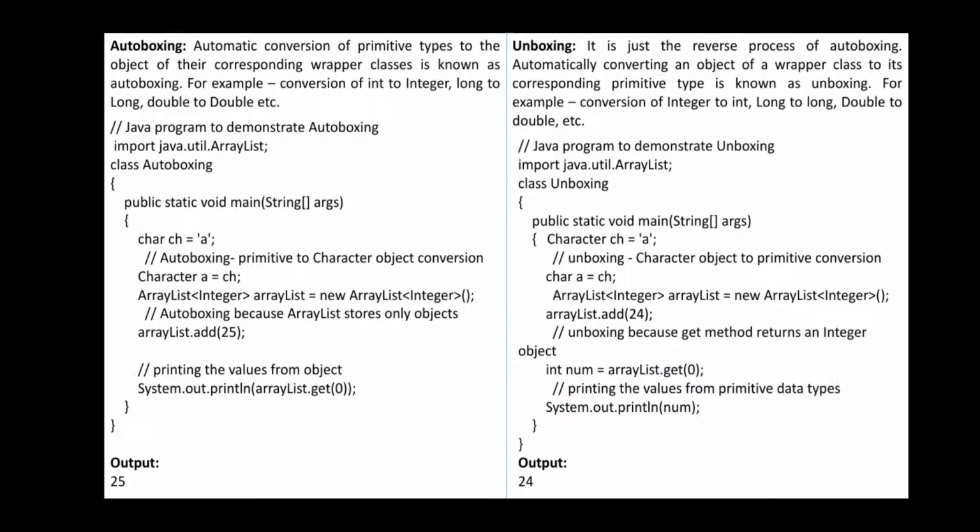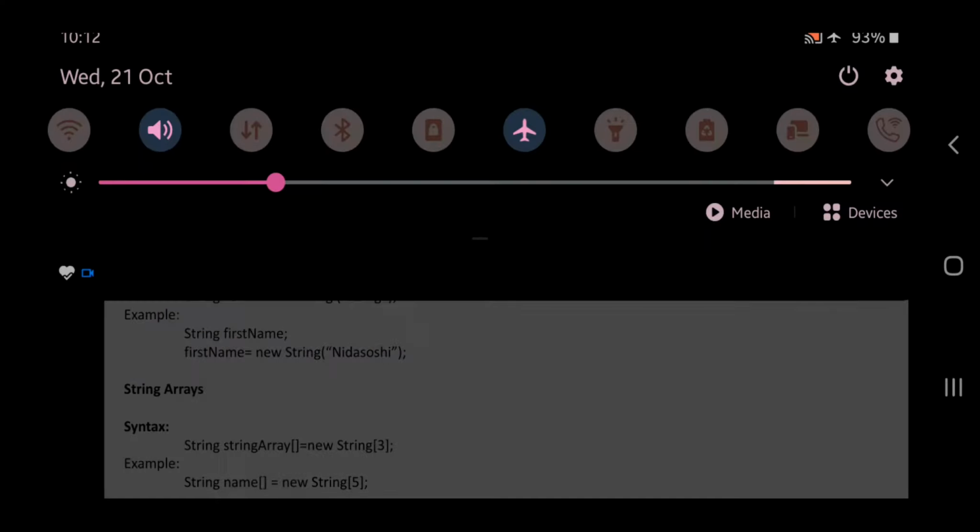So there are two examples: autoboxing and unboxing. Autoboxing means converting int to Integer, long to Long, double to Double. The conversion from primitive data types to wrapper classes is called autoboxing. Unboxing means conversion of wrapper classes back to normal primitive types. You have a simple example, you can look after it. So I'll stop here for the class. The rest we will discuss next day.